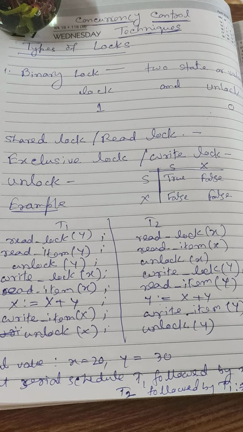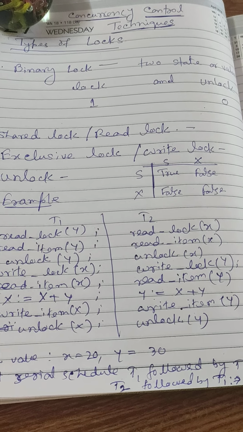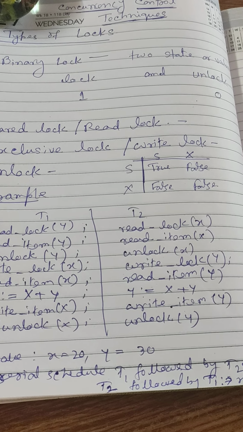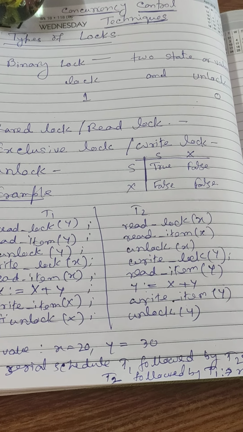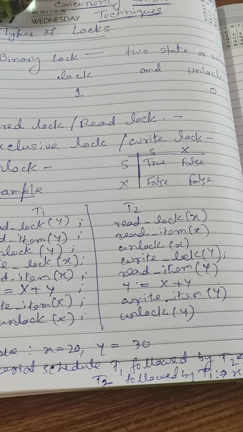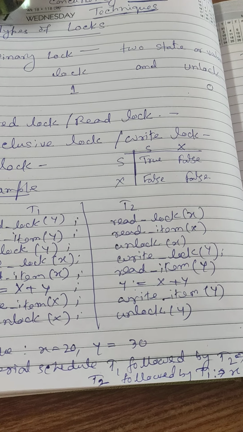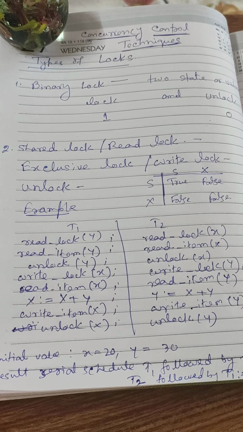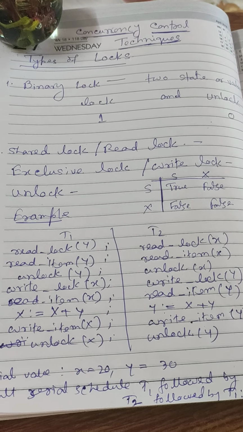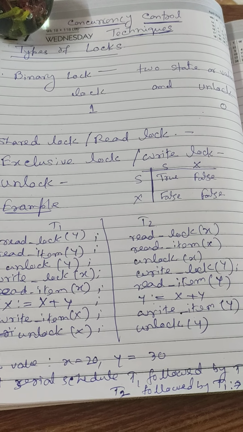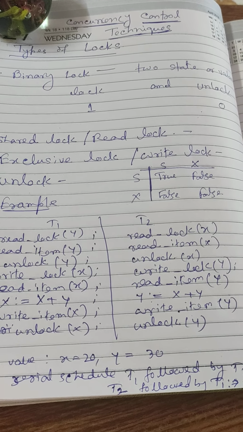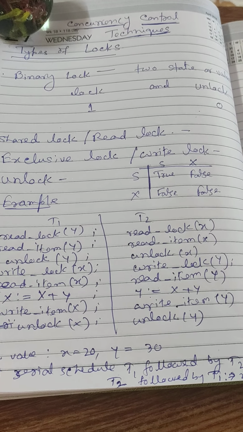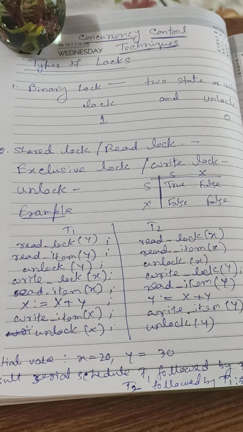Now what is shared lock? We should allow several transactions to access the same data item X if they all access X for reading purposes only. This type of lock is known as read lock. A read lock item is also called shared lock because other transactions are allowed to read the item.